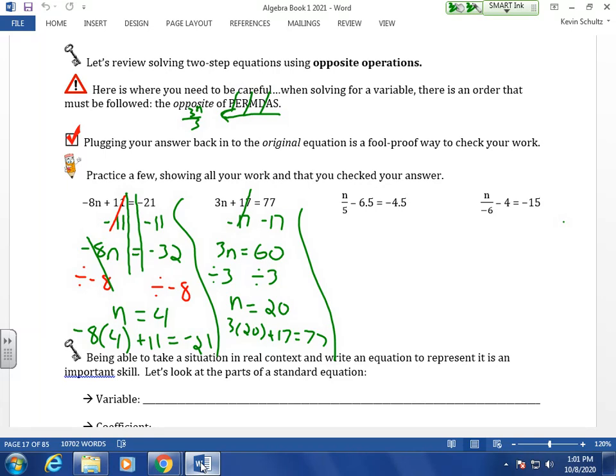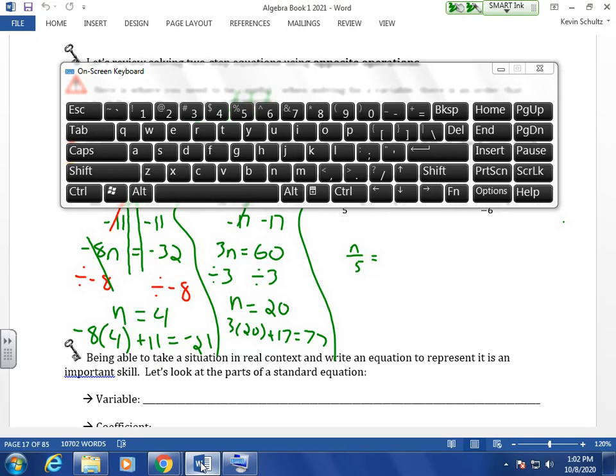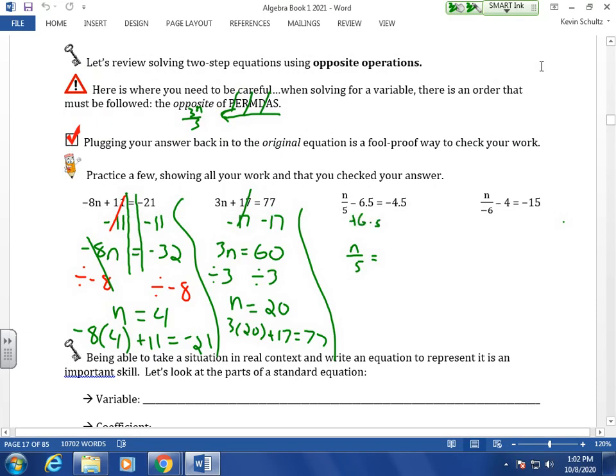Next one. n divided by 5 minus 6.5 equals negative 4.5. This time, since we're subtracting 6.5, we're going to start by doing the opposite of that, which is adding 6.5. So we have n divided by 5 equals positive 2. If you have negative 11 there, if you wrote n divided by 5 equals negative 11, you went the wrong direction when adding 6.5. You're starting at negative 4.5 and you're going to the right. You're going to surpass 0 and end at positive 2.